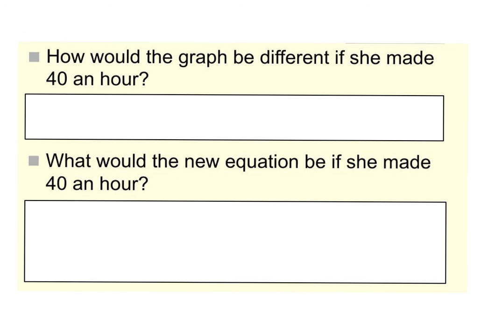And what would the new equation be if she made $40 an hour? Well, in our previous one, we saw that she was making $25 an hour, and that was our slope. So at $40 an hour, it would have a different slope. It would be y equals $40 per hour plus that initial $50 startup fee. So really just trying to drive in the idea that that multiplier, that number that multiplies our x, is our slope, is our unit rate, our rate of change.